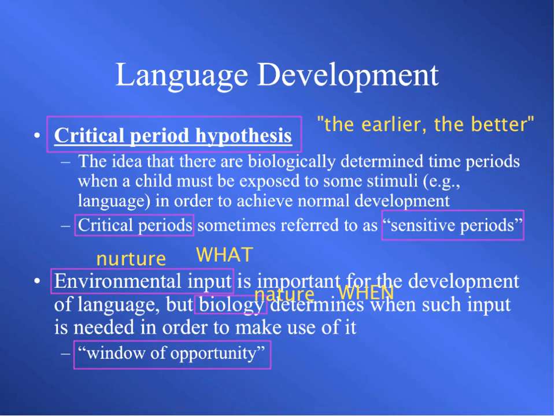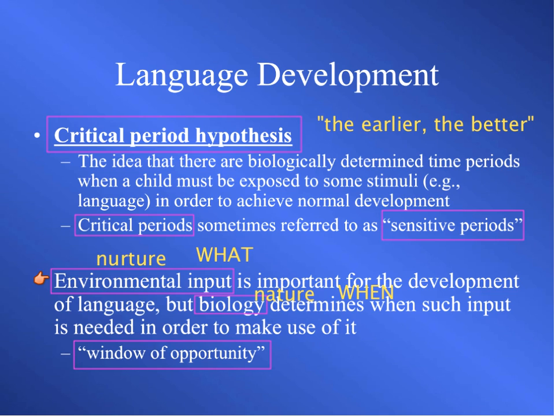Okay? The nurture, the environmental piece, determines what that input is. While the clock is running, what is the environmental input going to be? Is it going to be German? Is it going to be English? Is it going to be Spanish? How much input are you going to have? Is it going to be input from people who really know those languages really well or not? Are they going to read to you? Are they going to sing songs to you? All of these things are about the quality of that nurture piece, the environmental input.